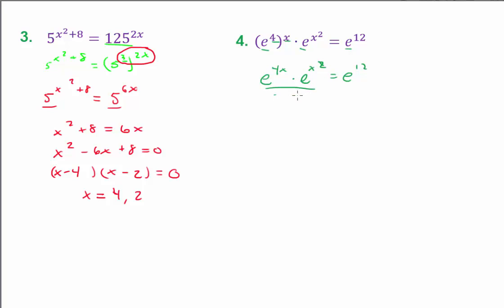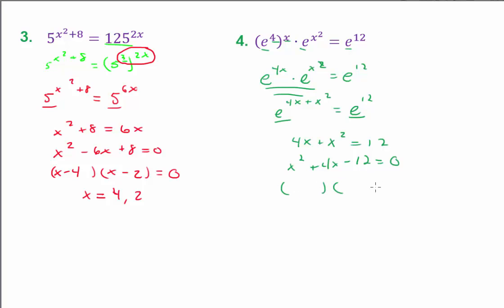So remember that when we have bases the same and we are multiplying, we can add the exponents. So this will be e to the 4x plus x squared is equal to e to the 12th. So now I have bases the same. I have only one base on the left side, one base on the right side, so I can set the exponents equal to each other. So I have 4x plus x squared is equal to 12. Again, I have a quadratic, so I can then have x squared plus 4x, I'm rewriting these so that they're in standard form, minus 12, moving the 12 over to the left side, is equal to 0.